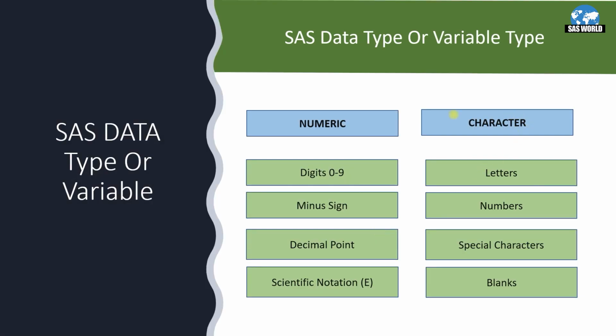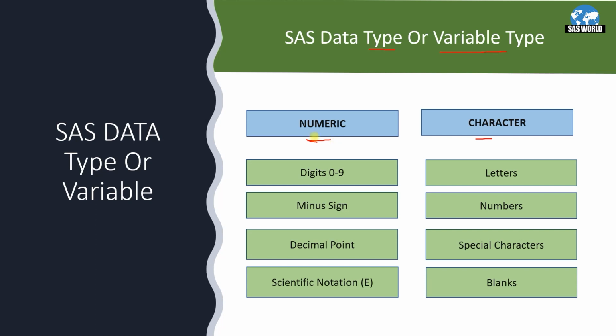So here is the SAS data type or variable type, the SAS column type. In SAS we have two types of variables or columns we can create. One is numeric, another one is character. It doesn't support any other type of variable, but you can apply formats to format your column according to any data type such as decimals or dates, etc.